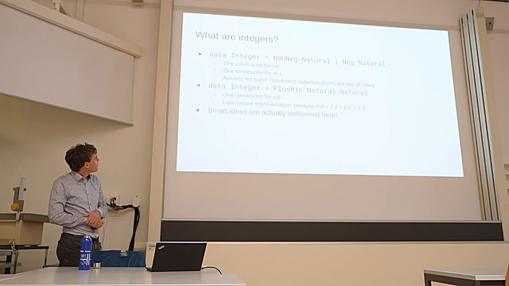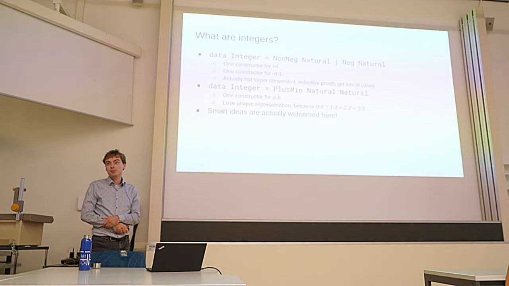So you could say, well, could we maybe have a representation in which we only have one constructor, which I called plus min here. And there, indeed, you lose the uniqueness of representations of values. So for instance, the number zero could be represented as 0 minus 0 or 1 minus 1 or 2 minus 2, et cetera. So again, already at this level, there's room for smart ideas.